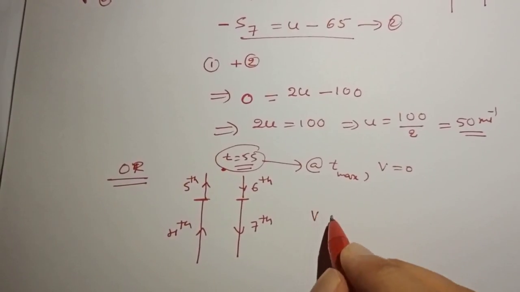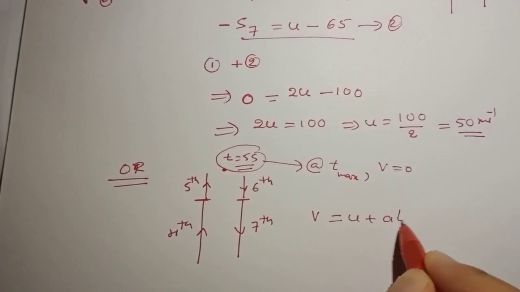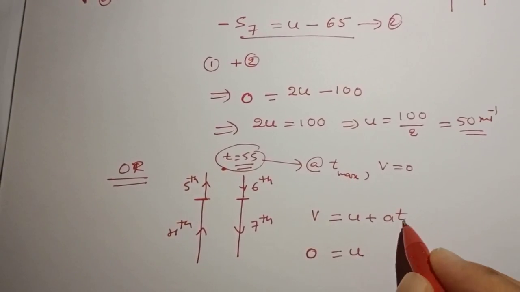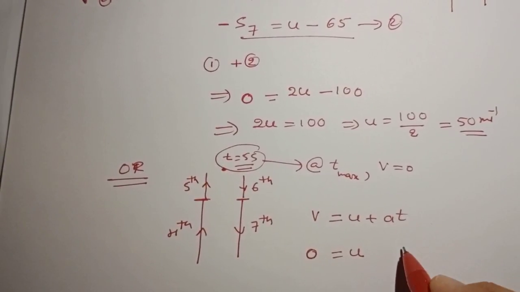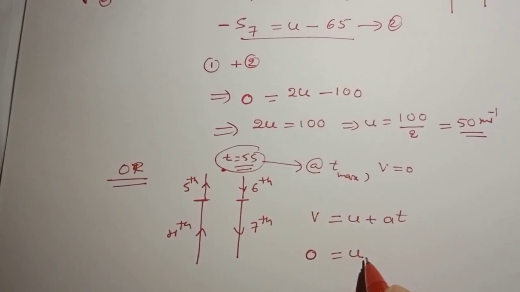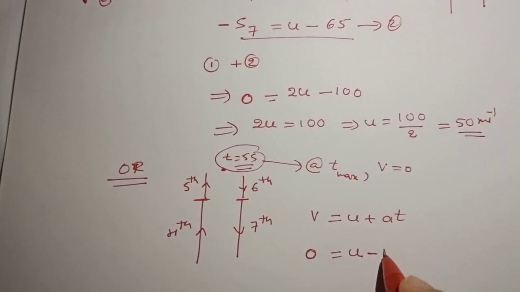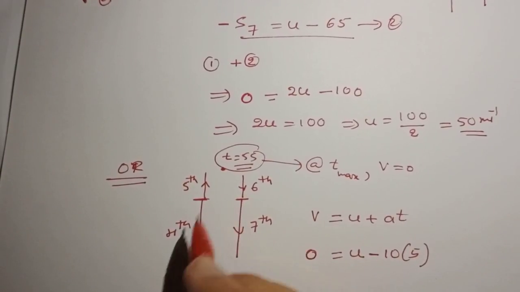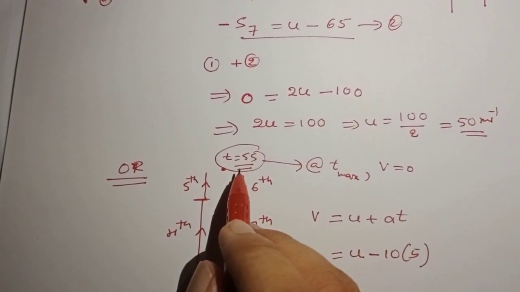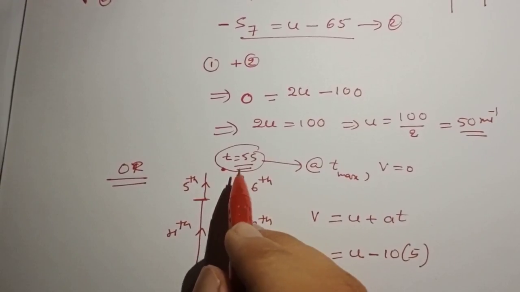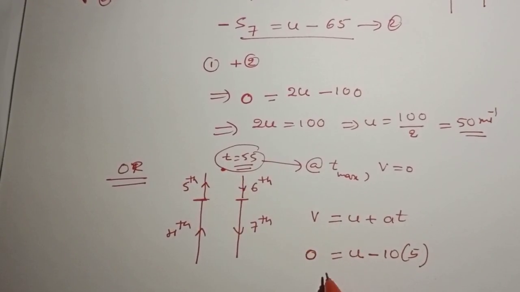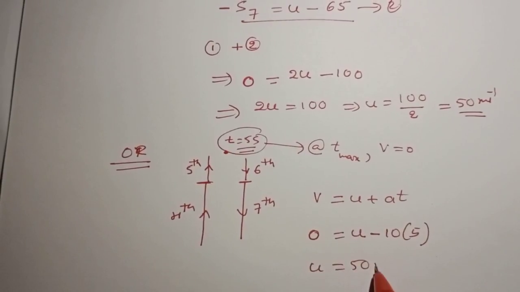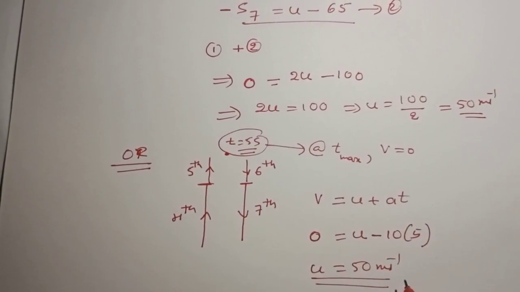So therefore I can use the formula v equal to u plus at. Velocity will be equal to 0 if the time is t maximum. What is t maximum? 5 seconds. So 0 equals u minus 10 into 5. From this we came to know that at t equal to 5 seconds it is at maximum height, and at the time of maximum height velocity is equal to 0. So now what we got? u is equal to 50 meter per second.